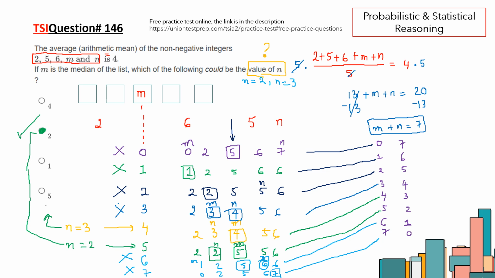And here we have values from 0 to 7 because the list is non-negative, which just means it's not negative. And we have 7 because m plus n will be equal to 7. That is the condition to choose what should be here.